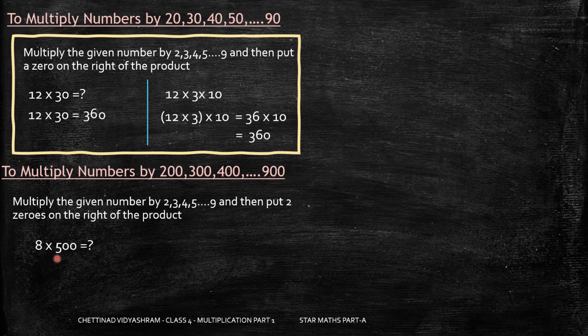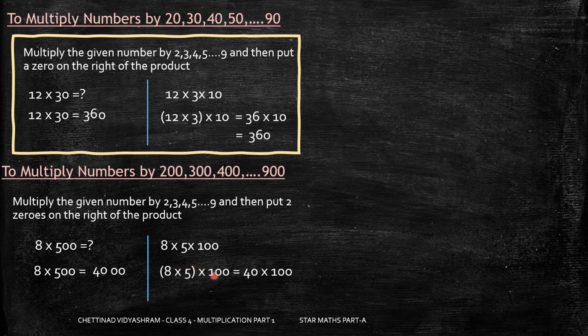Multiply 8 into 5, 8 5s are 40. So we got 2 zeros. So add 2 zeros, you will get 4000 as the answer. Yes, 40 and 2 zeros makes 4000. Another way we can write it is 8 into 5 into 100. 500 can be split as 5 into 100. So we know that 8 into 5 is 40, into 100, it's 4000. Answers will be the same both ways.